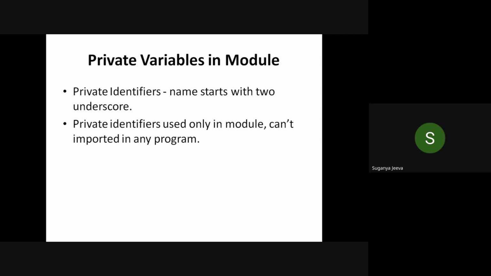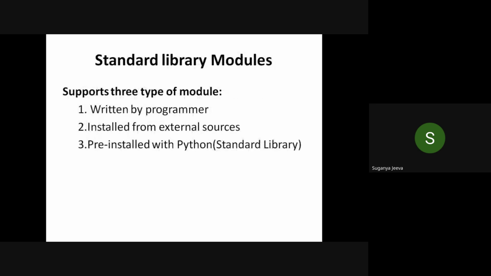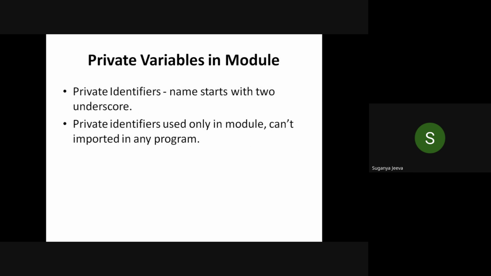So in the morning we saw command line arguments. In command line arguments, we use a module called the sys module. Without the sys module, we cannot use command line arguments. So we need to import the sys module and use the argv variable, which keeps track of the command line arguments passed.